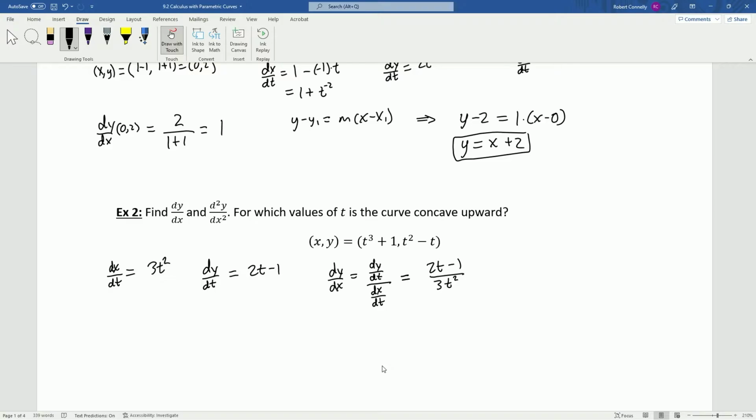Now we want to find the second derivative. So for that second derivative, remember again, the same formula, except in the numerator, instead of taking the derivative of y, we're taking the derivative of dy/dx. So dy/dx is (2t minus 1) over 3t squared. So here we've got to apply the quotient rule.